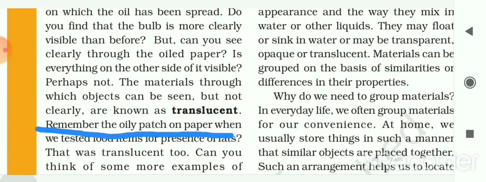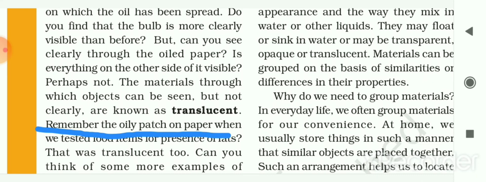So this is the third type of object, the materials through which you can see but not clearly. That kind of materials are known as translucent materials. So from this activity, we observed that the lighted bulb was clearly seen when seen through the piece of glass. If you look through the piece of glass, it will be clearly seen. Why? Because glass is a transparent object.